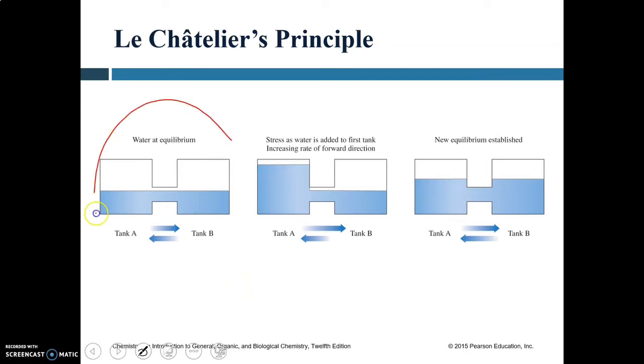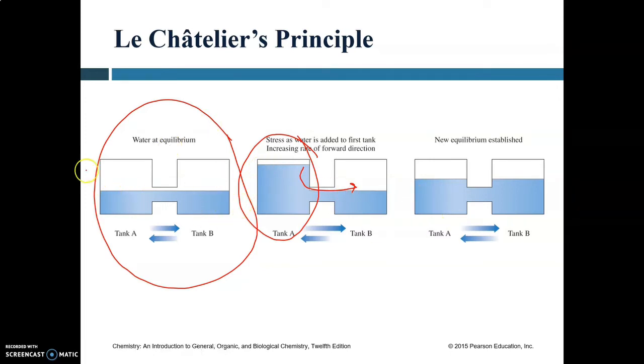So for instance, here water in two tanks exists in equilibrium. If we add stress to the system by adding water to tank A, a new equilibrium will be reached, so more water will go into tank B.